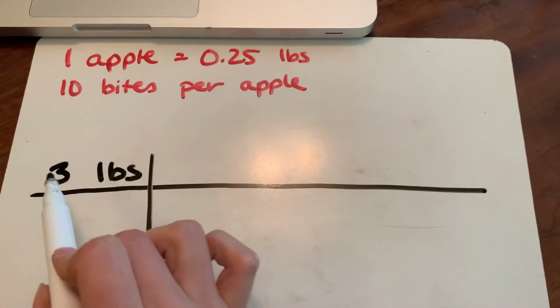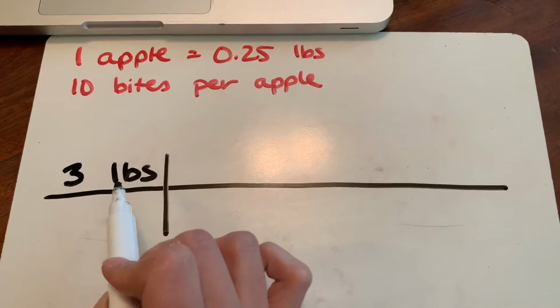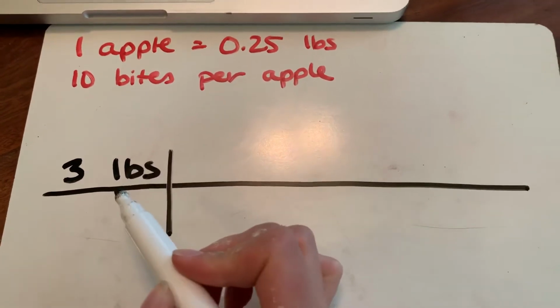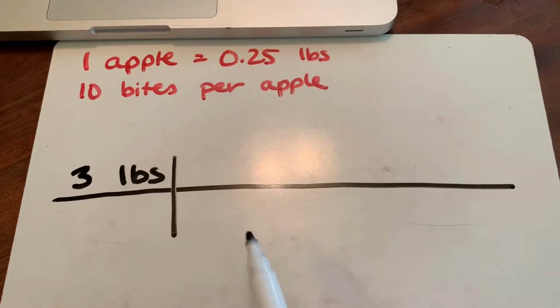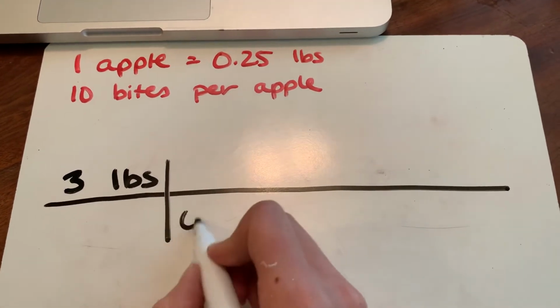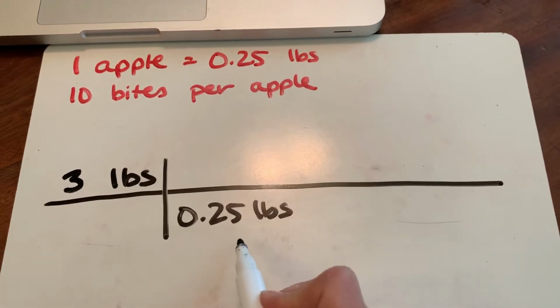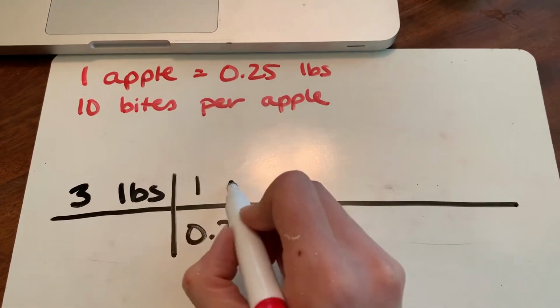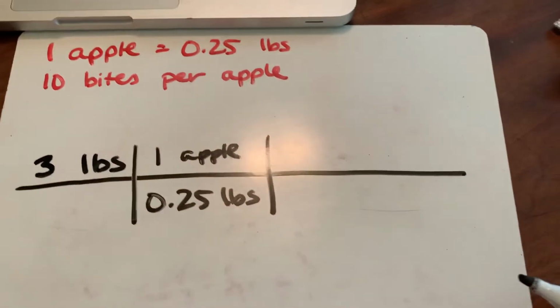Okay. So I started with my known weight. And I do have another weight that is already given to me, which is how much one apple weighs. And I want my units to cancel diagonally. So I'm going to put 0.25 pounds down here. And 0.25 pounds is equal to 1 apple. So that's going to go there. Then I'm going to put another divider because I'm moving on.